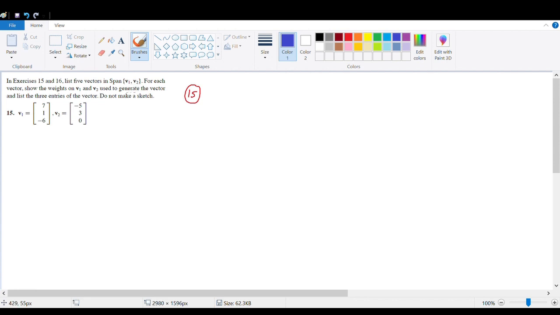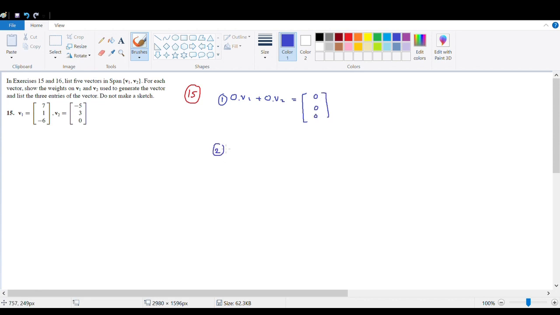For example, let us choose the first linear combination, for example 0 v1. This is 0 vector, or sorry, 0 scalar, plus 0 v2. This will give us the vector 0, 0, 0.